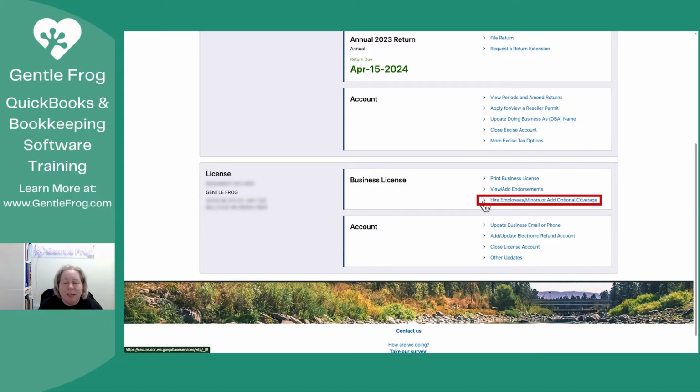There's all kinds of things I can do. If it has something to do with my business and the state of Washington, I can probably do it from here. Back to the task at hand, we need to file a return. I'm just going to click on the hyperlink for file return.